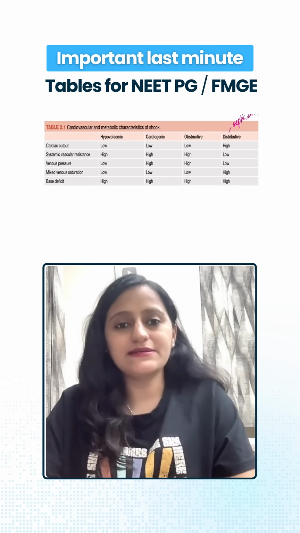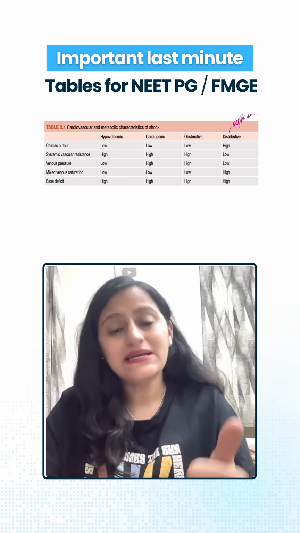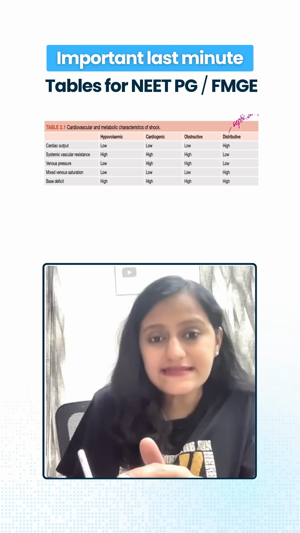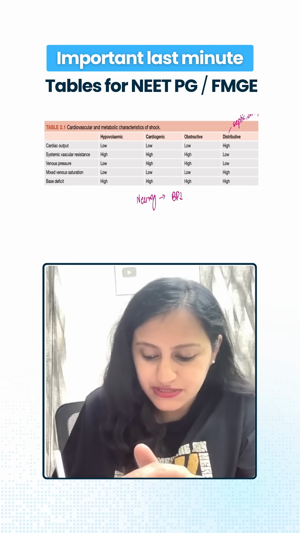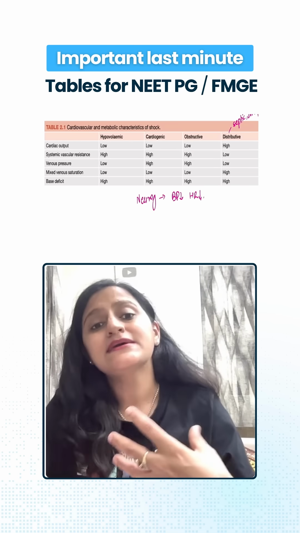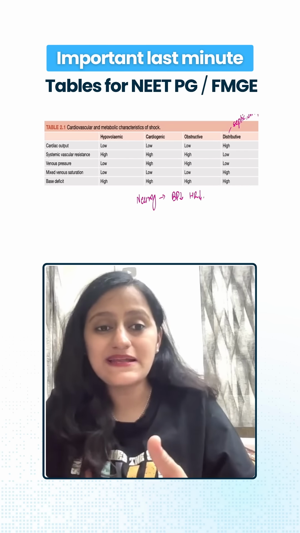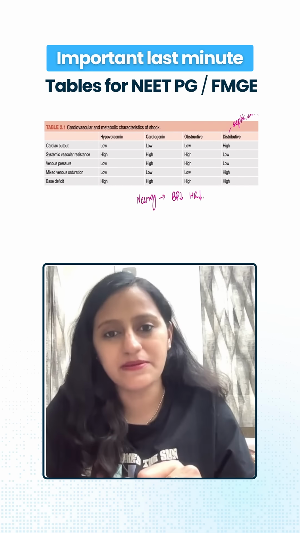Remember, in all types of shock, there is hypotension and there is tachycardia, except for neurogenic shock, where we have hypotension with bradycardia. Because remember, in neurogenic shock, there is loss of sympathetic tone. So parasympathetic predominates, so there is bradycardia and hypotension. That is the first point to be remembered.